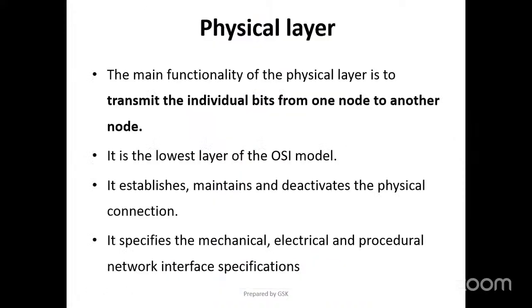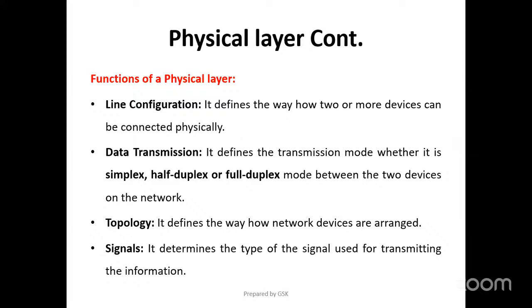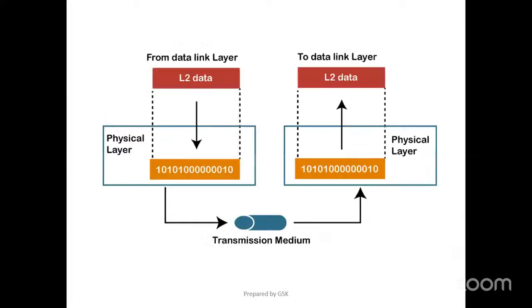We discussed all 7 layers with their functionalities, but we majorly covered only a few of them in our last session. The remaining will be covered in this session. The main functionalities of the physical layer are line configuration, data transmission, topology, and signals. We covered all these individually.